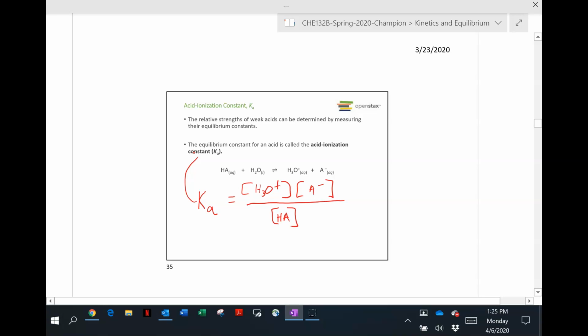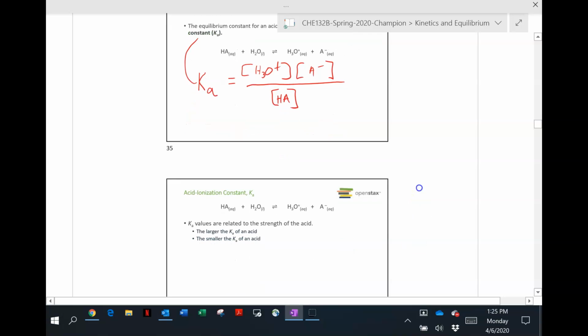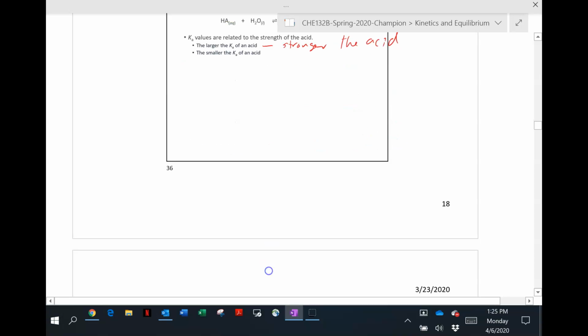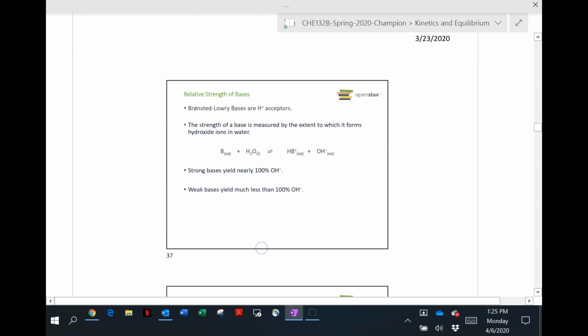The bigger that is, the more hydronium ion you get, the lower the pH is going to be for a given concentration. So the larger the K is, the stronger the acid. And of course, the smaller K is, the weaker the acid. Okay, Bronsted-Lowry bases now are hydrogen ion or proton acceptors. So you see B, the base here, picking up a proton from water, becoming HB+, and then the leftover piece of the water becomes the hydroxide ion. And as before, strong bases give us 100% hydroxide, weak bases much less than 100%. So for strong bases, it's a one-way arrow, and for weak bases, it's an equilibrium.